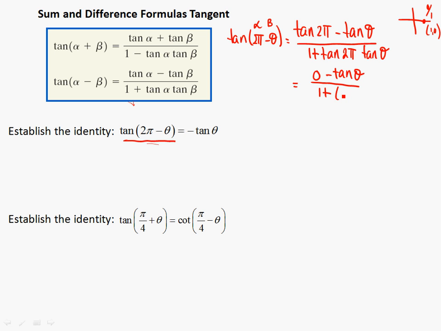And then this one is 0. And so you end up with a negative tangent of theta divided by 1, which is a negative tangent of theta.